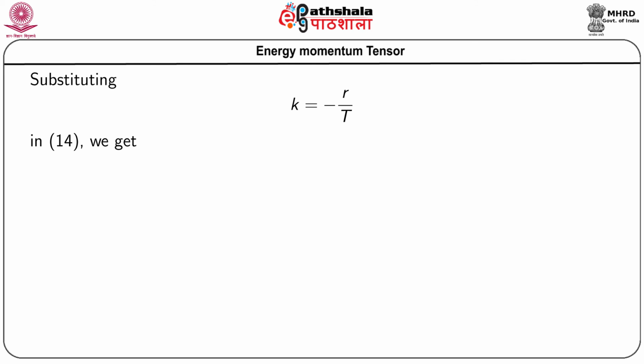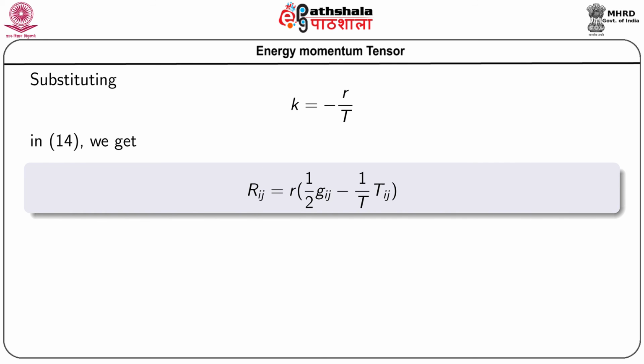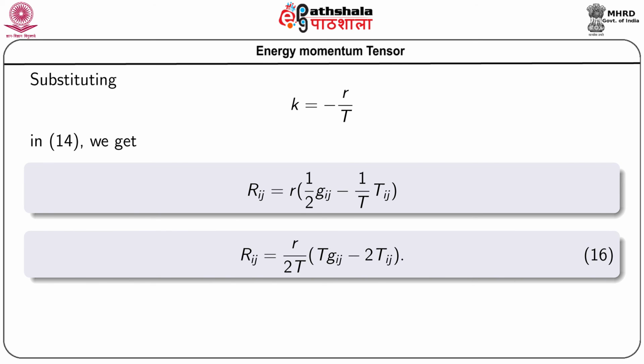So, if we replace this value in equation 14, we get Rij equals R half gij minus 1 by T Tij. Or simplifying this, we get Rij equals R by 2T T gij minus 2 Tij. So this is the expression for the Ricci tensor in terms of the covariant form of the energy momentum tensor.